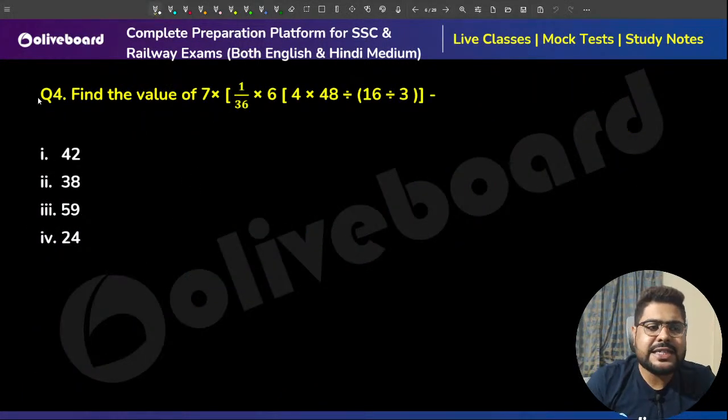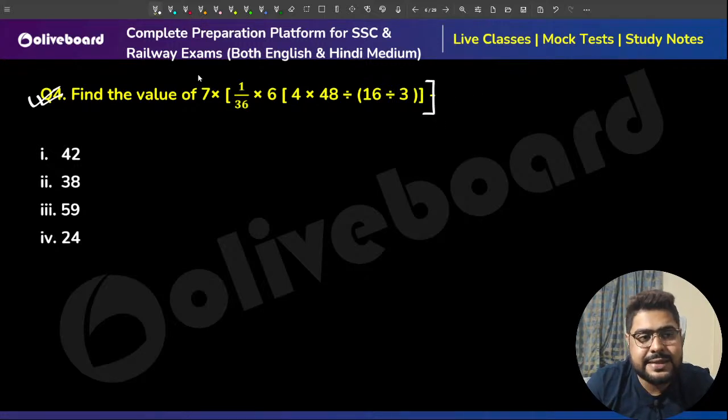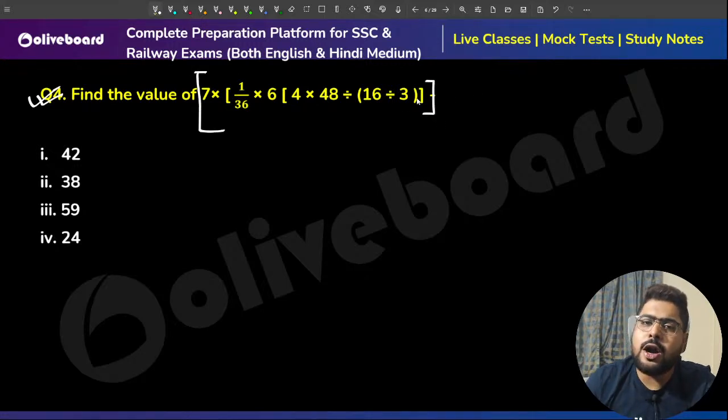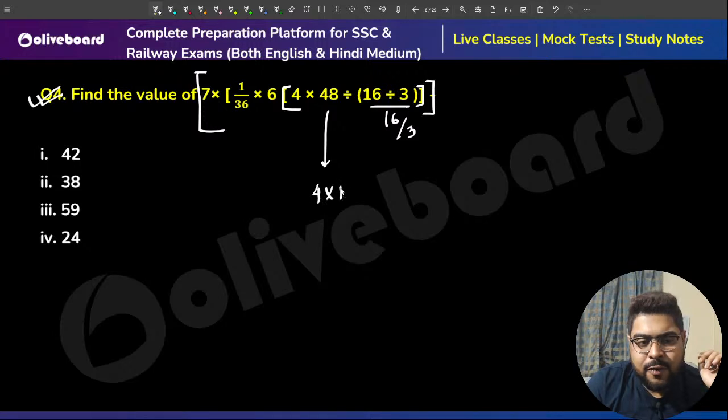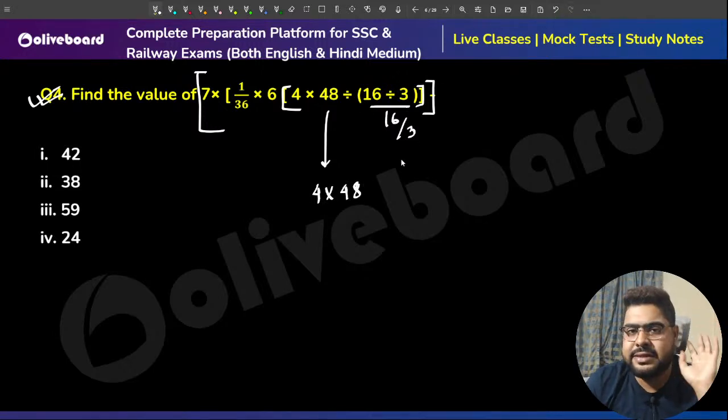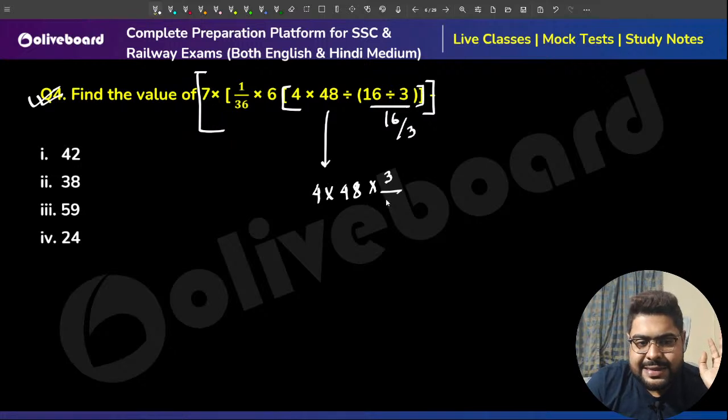Next question, a very simple simplification question, but again, do not forget the BODMAS rule here. 16 divided by 3 is inside a bracket. Now inside the third bracket, let's see what is happening. 4 multiplied by 48, division 16 by 3. Can I say this is 3 by 16?